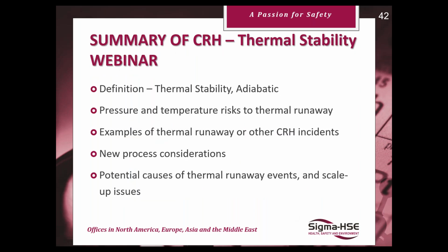So just to summarize a little bit of the webinar here, we've defined what thermal stability is in regards to chemical reaction hazards, and what we mean by the differences between screening techniques and adiabatic techniques, how pressure and temperature hazards can cause a risk of thermal runaway, examples of thermal runaway or other chemical reaction hazards, and what other causes there might be for these incidents, why these need to be taken into consideration when designing a new process or making a change to a chemical process, and the potential causes for these kinds of events and scale-up issues.